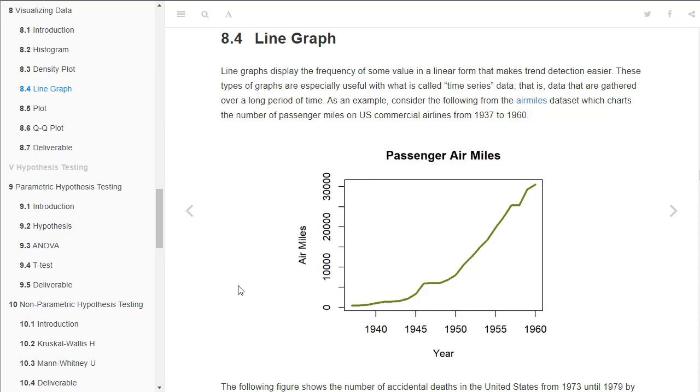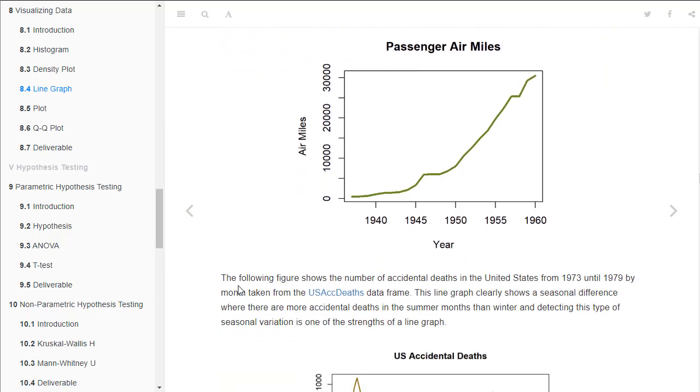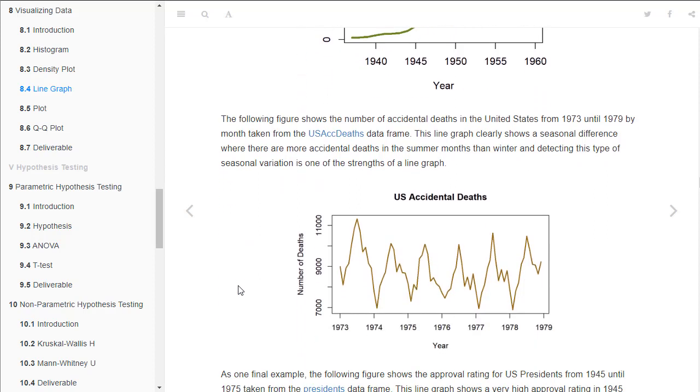Line graphs are used to record time series. My first example here, you'll notice passenger air miles from about 35 or something up until 1960. Unsurprisingly, the number of passenger air miles increased during that period of time.